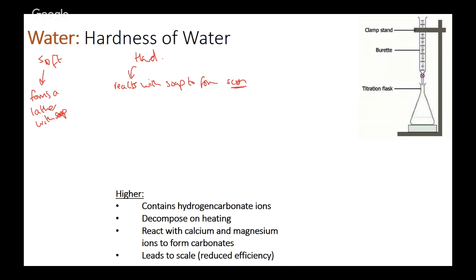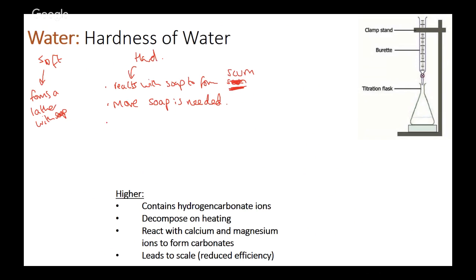Okay, so scum is formed by hard water reacting with soap. They might ask you to name scum as the product of a reaction with hard water and soap. So the thing is, with hard water areas, more soap is needed to form a lather. So it's more expensive when you're doing your washing and things like that, because more soap is needed to form the bubbles that are going to clean your clothes.